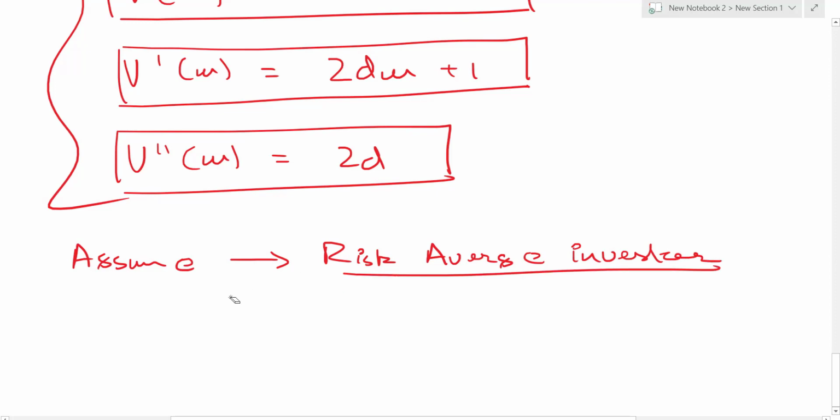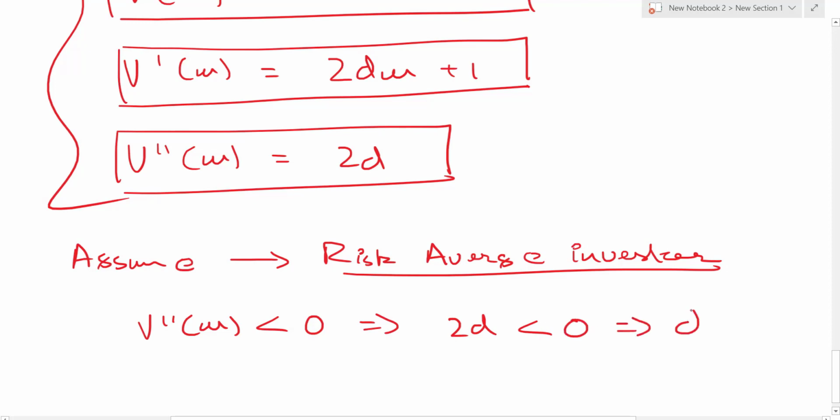Okay, if I say this guy is a risk averse investor, what does that mean? That means that v double dash w, the second derivative of utility with wealth, is negative. That is what I meant by risk averse. You can go back and check, right? If this is negative, that just means that 2d, this quantity, is negative, which implies that d is negative. This is one thing I could conclude by saying that this person is a risk averse investor.